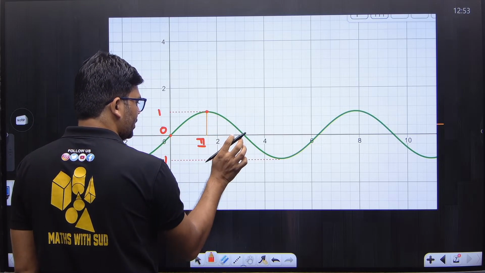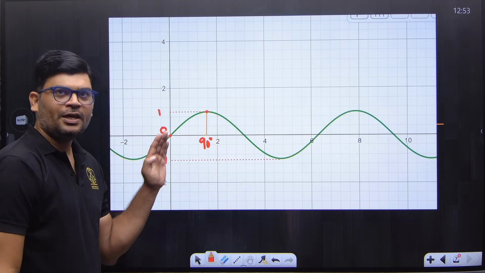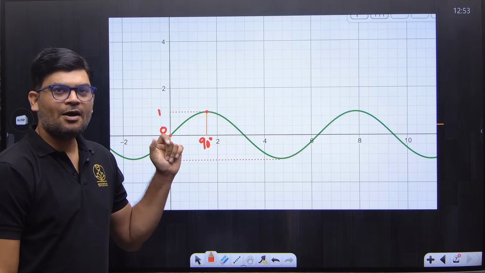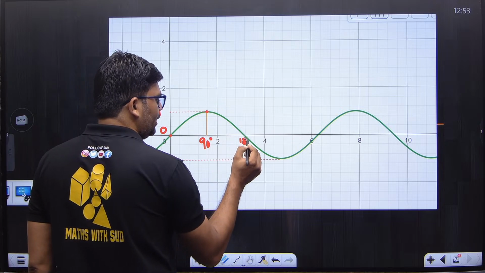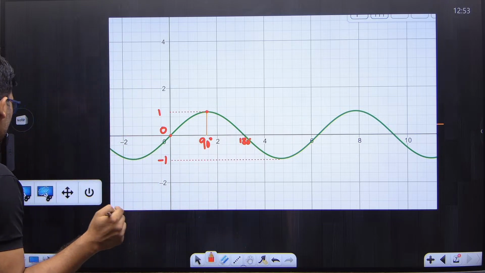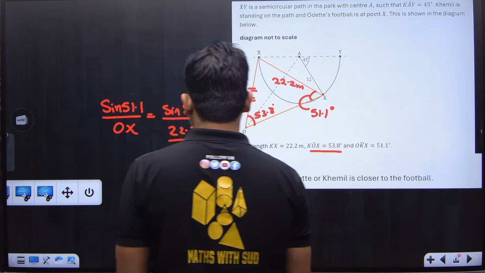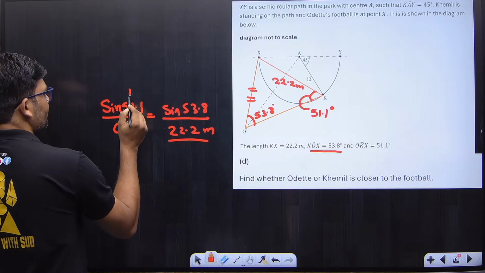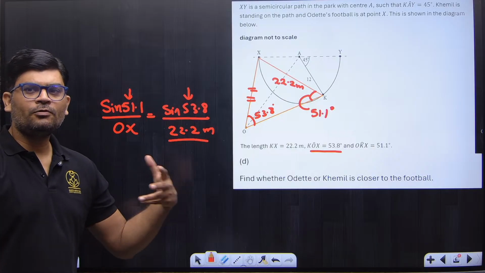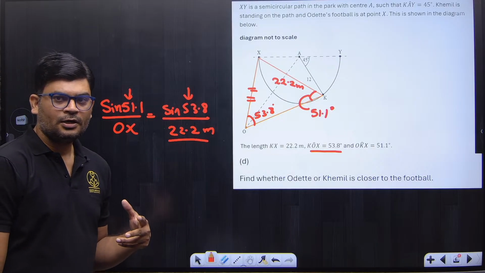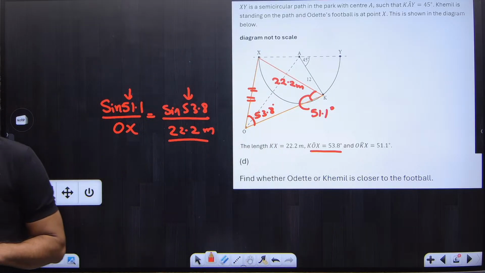Now at what angle is the highest value? It is 90 degrees. From 0 to 90 degrees the graph increases, and from 90 to 180 degrees the graph decreases. Why am I sharing this? Because in the question given to us, this is 51 degrees and this is 53 degrees. So from 50 to 90, tell me, is the value of sine increasing or decreasing? Increasing.